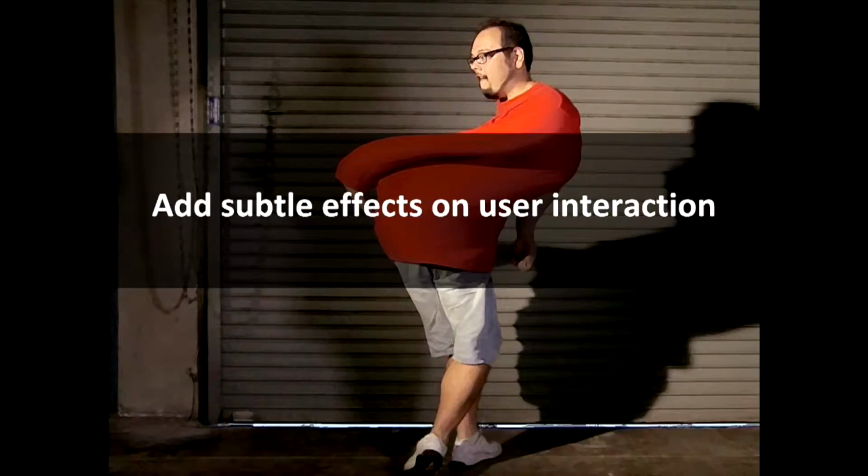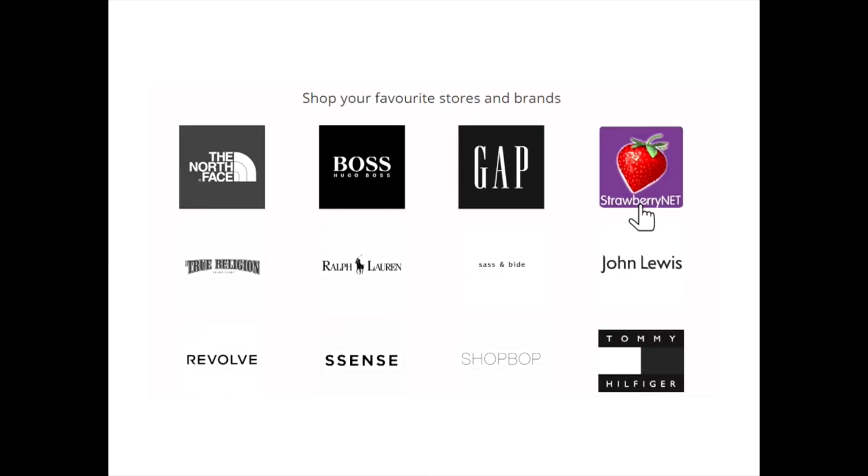So in this example, we use grayscale logos for all these stores that we like, but when the user mouses over one of the stores, we highlight it into a color logo, and we encourage the user to click on that link. So it highlights the action that we want them to do, but we do so subtly.